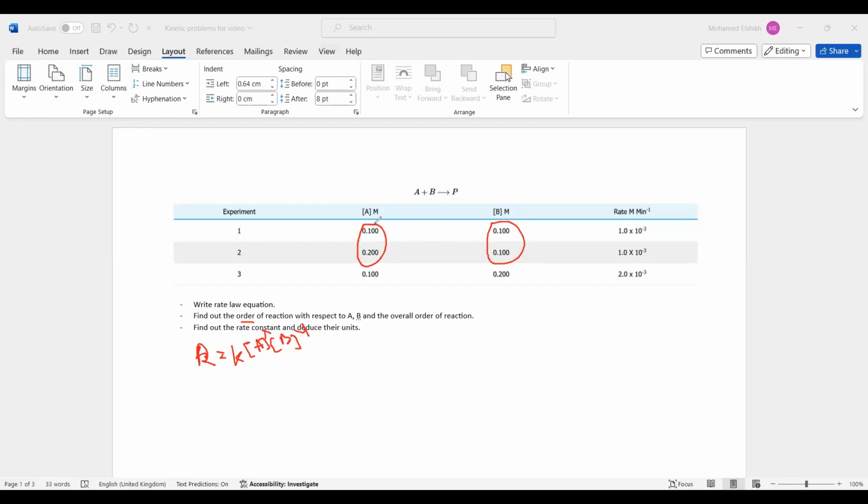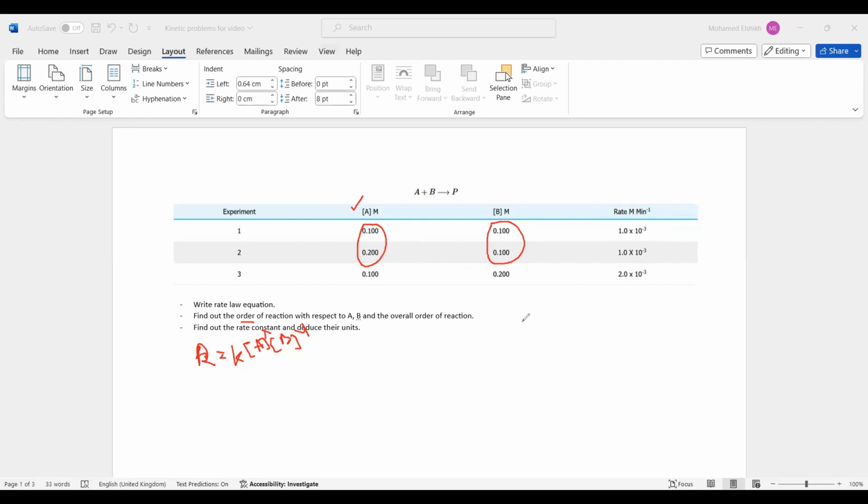So from rows 1 and 2, we can find out the order with respect to A, which is what we call X here. But we can't determine Y. The reason is, since the concentration of B didn't change, it will have no impact on the rate of the chemical reaction. But since the concentration of A has changed, the change in concentration may be attributed to the change in the rate of the chemical reaction.